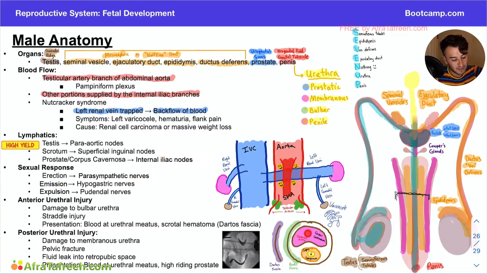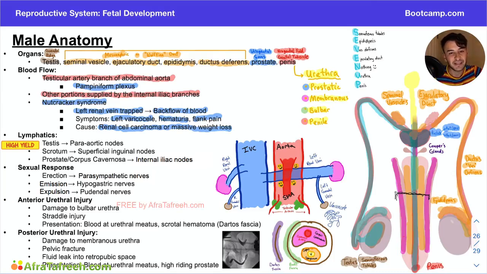And remember, we like to call this nutcracker syndrome, and in terms of symptoms, left varicocele, hematuria, flank pain, and our causes are going to be things like renal cell carcinoma or intense weight loss, and we talked about that with our fat loss guys. And then there is also going to be a pampiniform plexus, which is a venous plexus that has like lacy reticular veins all throughout the pelvic plexus that's going to allow blood flow back up into the inferior vena cava as well. Let's move on now to talk about some lymphatic drainage.